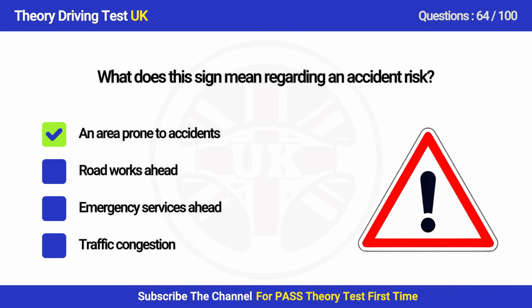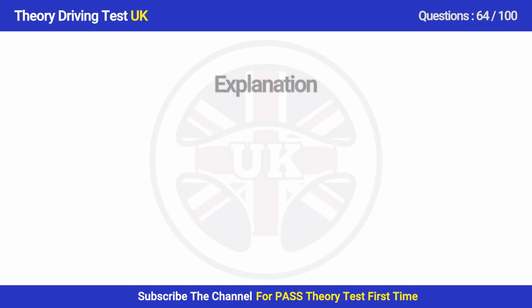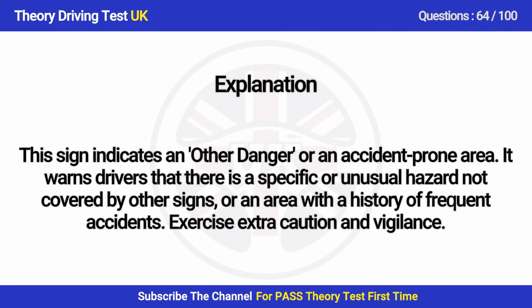Answer is A. An area prone to accidents. This sign indicates another danger or an accident-prone area. It warns drivers that there is a specific or unusual hazard not covered by other signs, or an area with a history of frequent accidents. Exercise extra caution and vigilance.